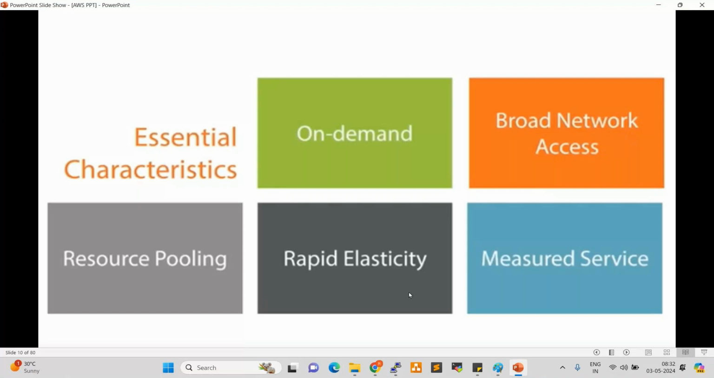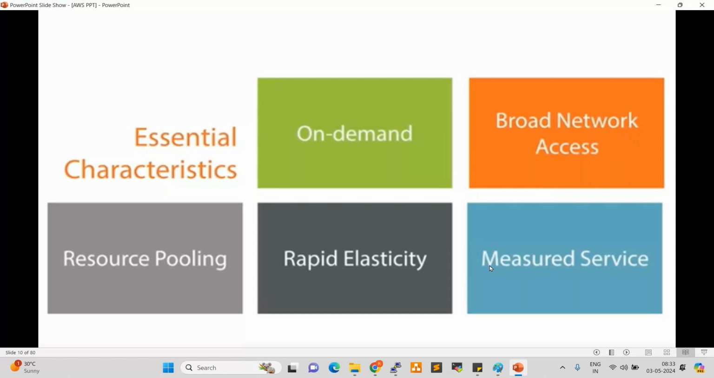Next one is broad network access. What is broad network access? Whatever resources we are using in the cloud, we can access from anywhere, from your home, from your office, even from your mobile, with the proper authentication, which is nothing but broad network access.